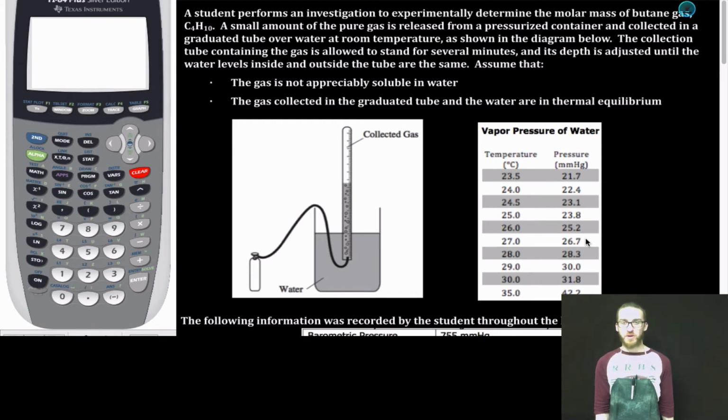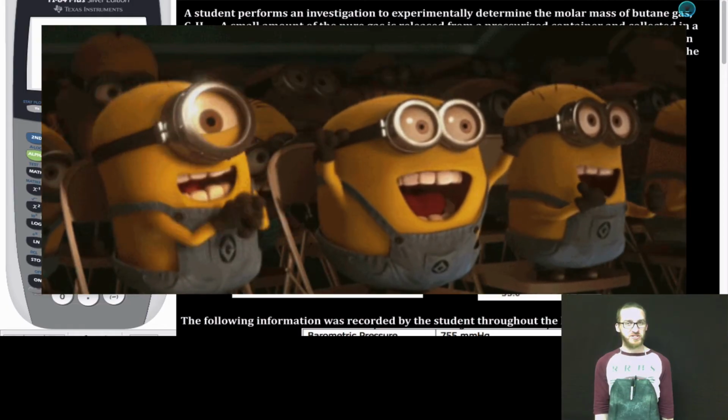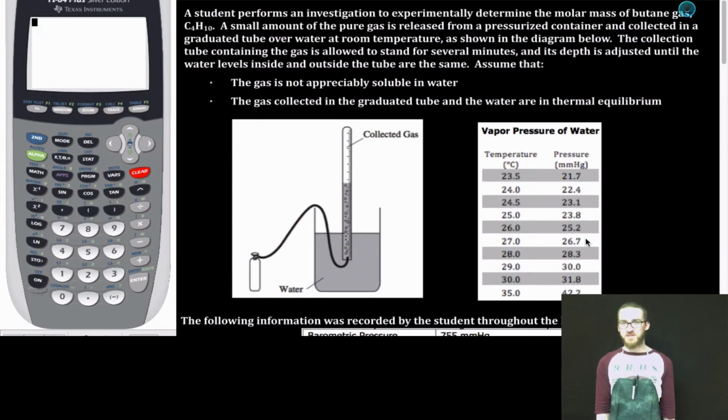Who's ready for a free response so exciting you'll barely be able to stay in your seats? A student performs an investigation to experimentally determine the molar mass of butane gas, C4H10. A small amount of the pure gas is released from a pressurized container and collected in a graduated tube over water at room temperature, as shown in the diagram below.